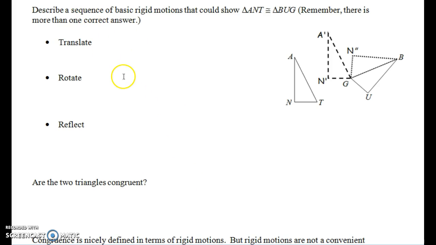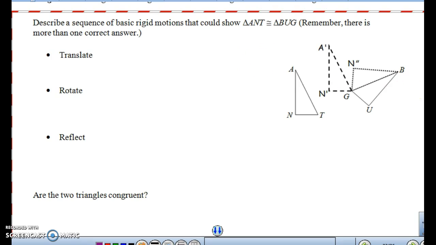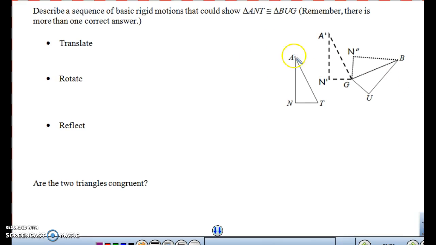So let's describe a sequence of basic rigid motions that could show that triangle ANT is congruent to triangle BUG. Remember, there's more than one way of doing it, so this is just one sample way. We are going to do a combination of a translation, a rotation, and a reflection. First, we translate. Remember, translate is a slide. I'm going to take this triangle and slide it up to the dotted triangle along vector TG, like so.